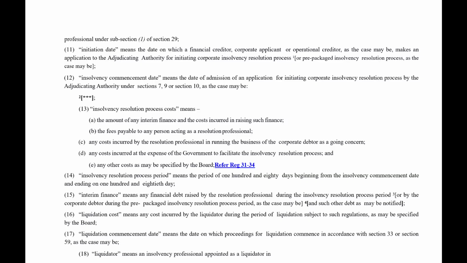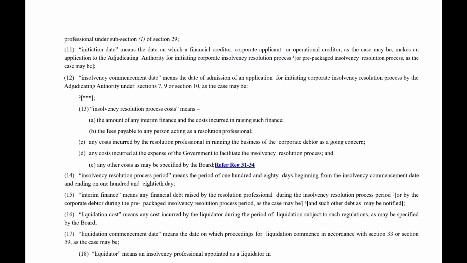So insolvency resolution process cost means the amount of any interim finance and the cost incurred in raising such interim finance. Now, what is the definition of interim finance? Interim finance means any financial debt raised by the RP during the insolvency resolution process period or by the corporate debtor during prepack and such other debt as may be notified. So, if you are facing insolvency, if you are facing financial crunch, you will get some money from outside. That is the amount which is raised by the RP during this insolvency resolution process period, right?